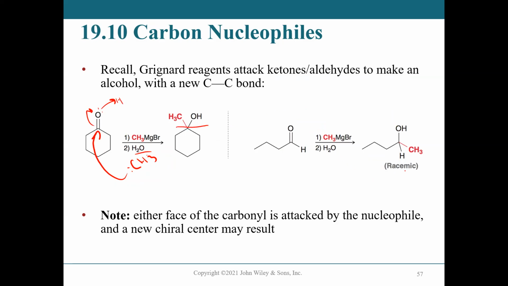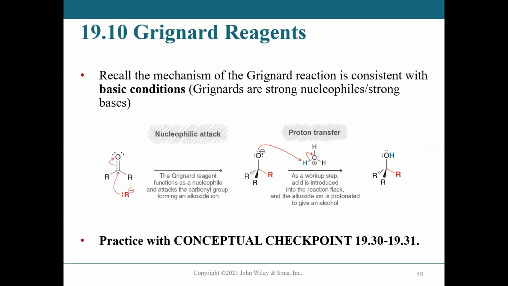We also get a racemic mixture right here, where the carbanion can come from the top or from the back side. It says, note either face of the carbonyl is attacked by the nucleophile and a new chiral center may result. And I show that right here, the nucleophilic attack followed by a proton transfer.